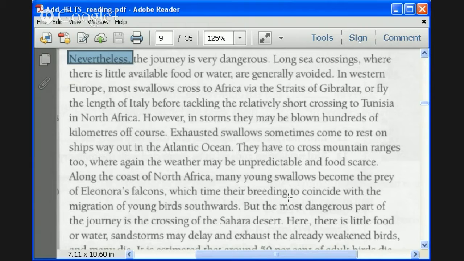Nevertheless, the journey is very dangerous. Long sea crossings where there is little available food or water are generally avoided. In Western Europe, most swallows cross to Africa via the Straits of Gibraltar or fly the length of Italy before tackling the relatively short crossing to Tunisia in North Africa. However, in storms, they may be blown hundreds of kilometers off course. Exhausted swallows sometimes come to rest on ships way out in the Atlantic Ocean. They have to cross mountain ranges too, where again the weather may be unpredictable and food scarce. Along the coast of North Africa, many young swallows become the prey of Eleonora's falcons, which time their breeding to coincide with the migration of young birds southwards.